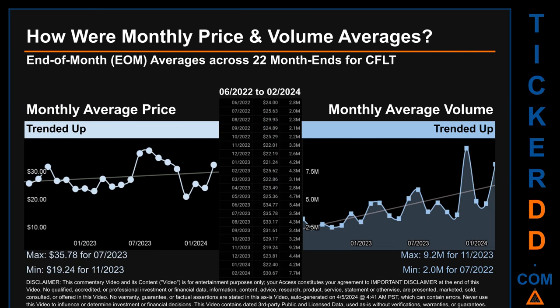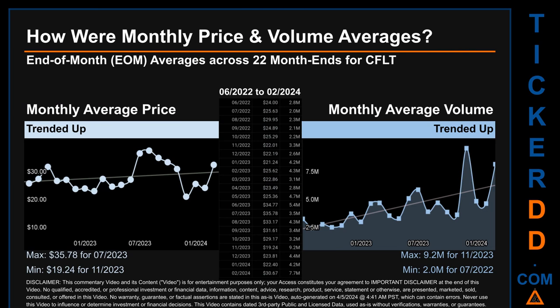How were price and volume averages for CFLT? Across 445 trading days, there were a total of 22 month ends, of which monthly averages for daily price and volume were calculated. Overall, monthly price average trended up while monthly volume average trended up.